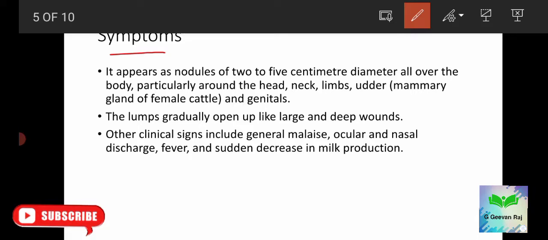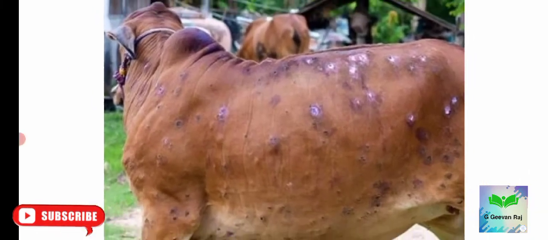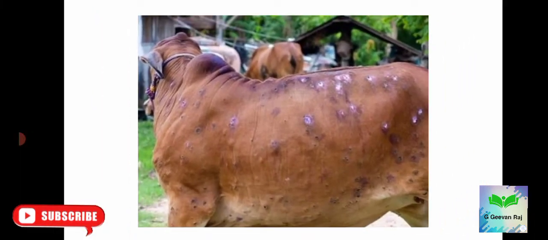Now let us see what are the various symptoms of lumpy skin disease. It appears as nodules of 2 to 5 cm diameter all over the body, particularly around the head, neck, limbs, mammary glands and genitals. So, as you can see in this figure, there are certain nodules and also wounds in the body of the infected animal due to lumpy skin disease. That is a major symptom of the disease.